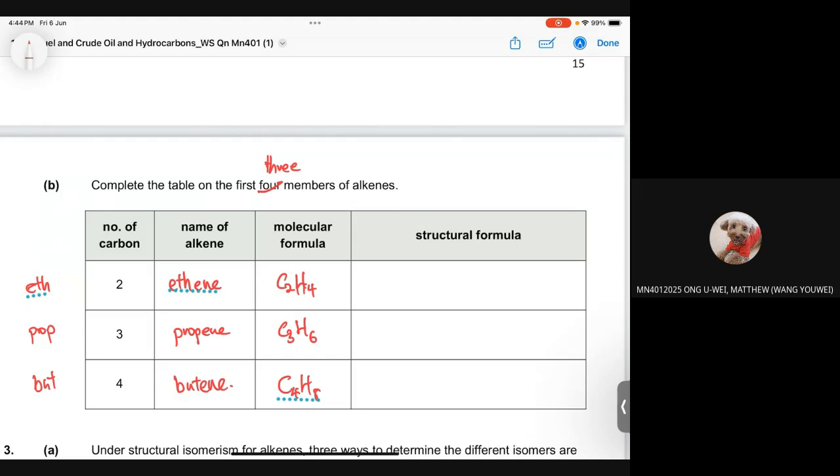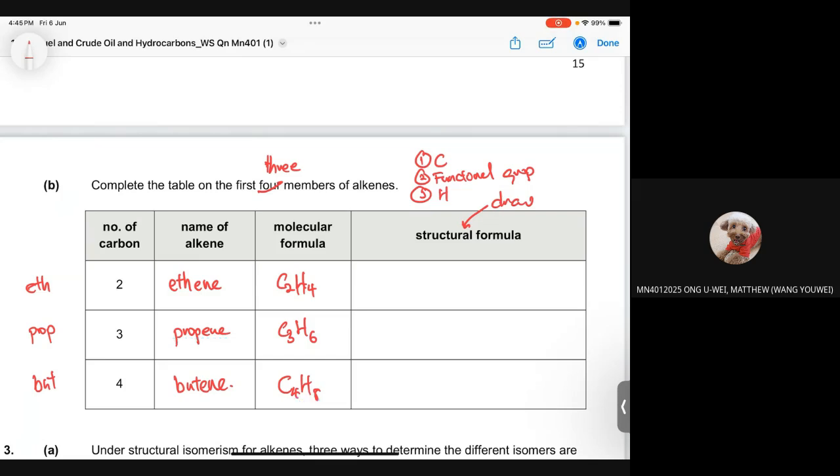Okay, so let's go about drawing. Whenever you see structural formula, it means I need to draw the structural formula out. So for ethene, remember the way to draw: first, draw the carbon chain. Second, insert the functional group. Then the last part is filling up with H. This is the order that we're going to do.